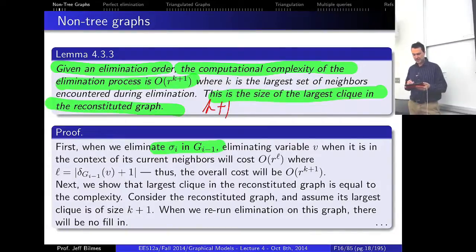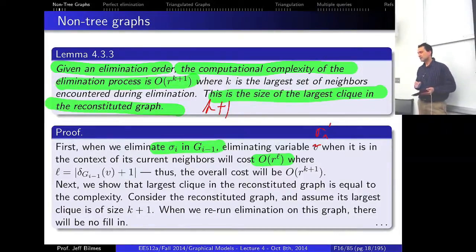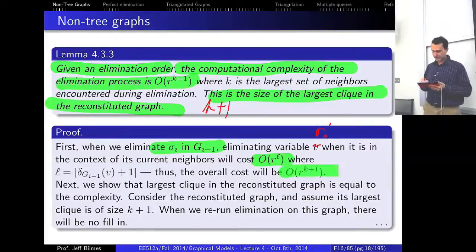So when we eliminate sigma i in Gi minus 1, eliminating that will cost r to the L, where L is equal to the set of neighbors plus 1. We get that from the mathematical expression of eliminating. When we sum over a variable, it's the variable that we're eliminating plus all of its neighbors. Those are all of the variables involved in any of the factors that are coupled together with that vertex that we're eliminating. And so the overall cost will be the max over all of those things, which is just r to the k plus 1.